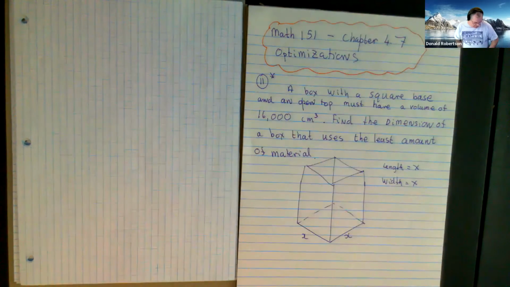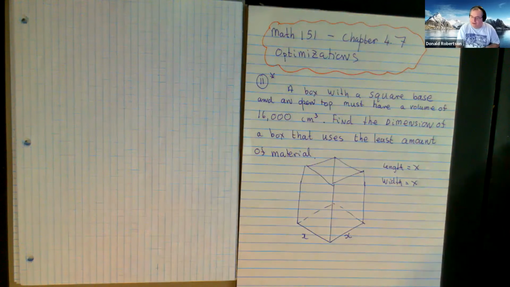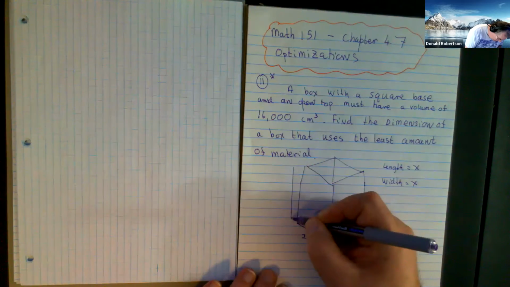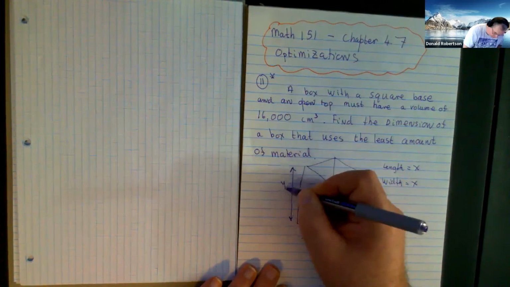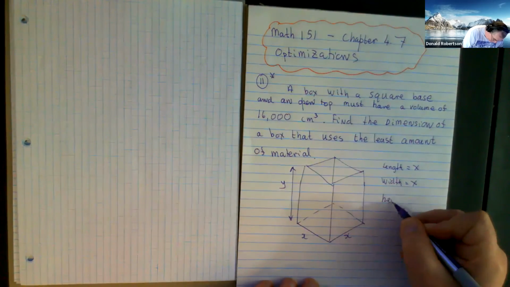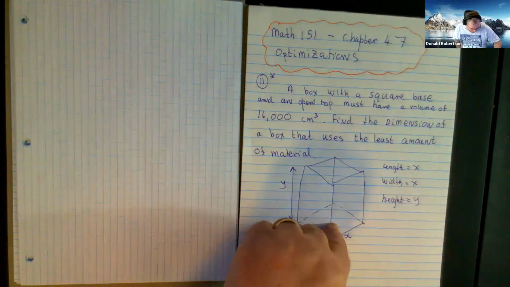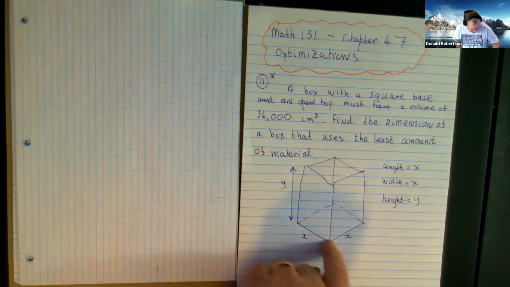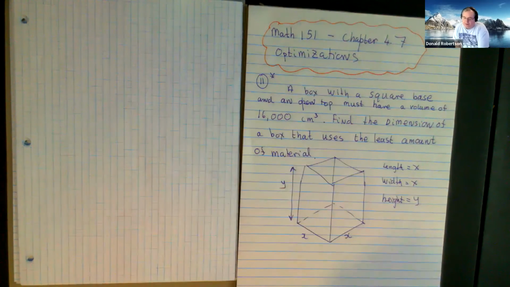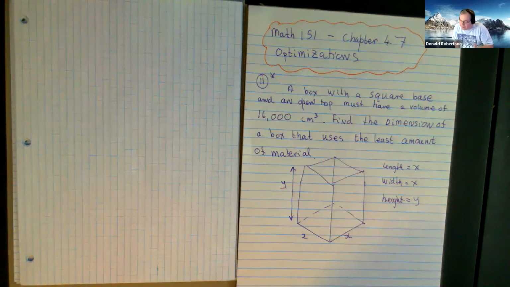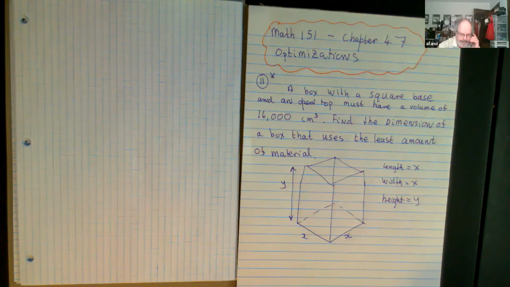Would you agree that's sort of what the box might look like? Now, I don't know that distance either, so I'm going to call that right now Y. So that's going to be the height. Are you comfortable that's what the box looks like? Since it's a square base, X and X, and an unknown height, I'm going to call Y. So far, so good. When I'm finished, won't I say it's 10 by 10 by 16, whatever the answer happens to be, right? That's what we're going to finish with.